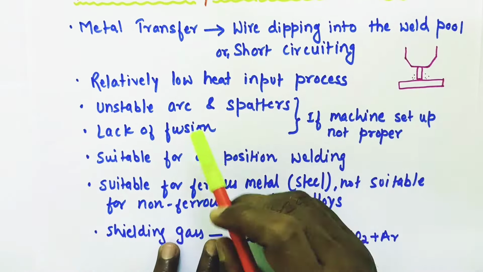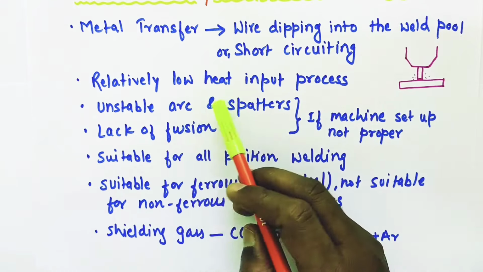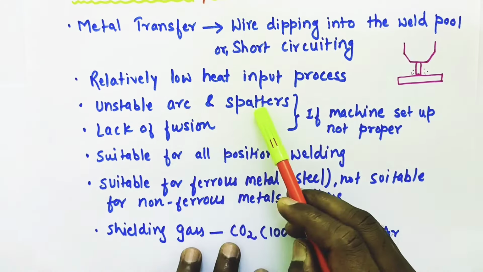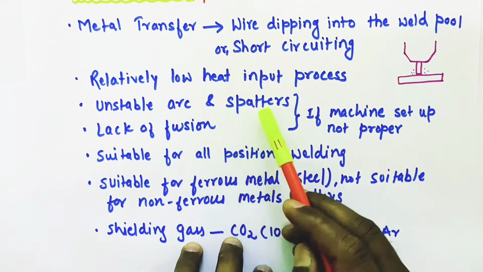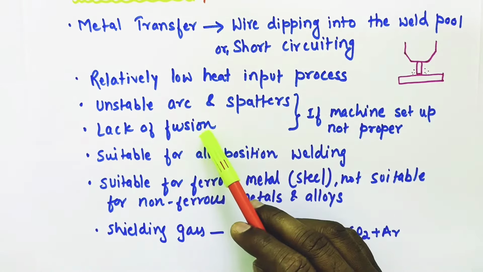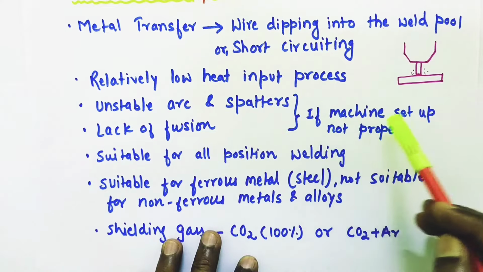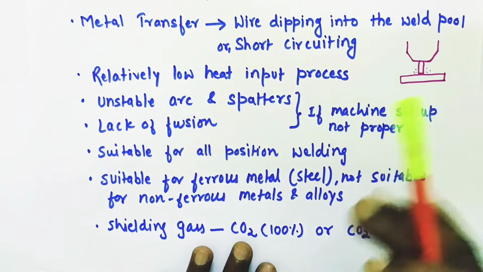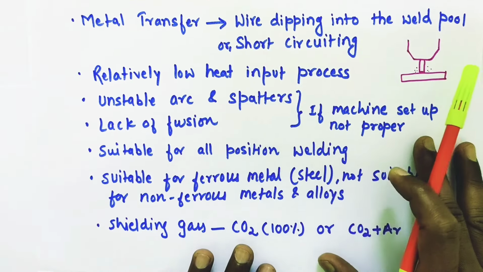So what are the features? It gives relatively low heat input, unstable arc and spatters, lack of fusion. But this will happen only if the machine setup is not proper. If you do your setting well, then there will be less instability and less spatters also.